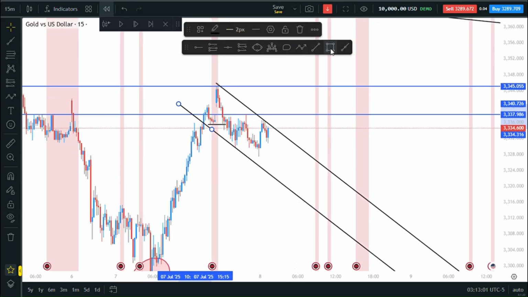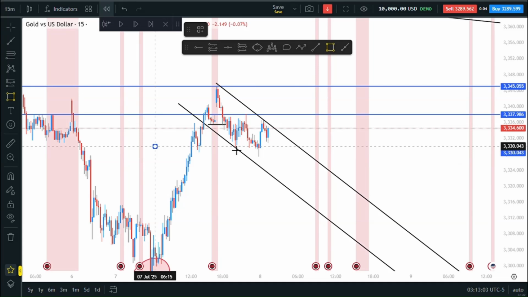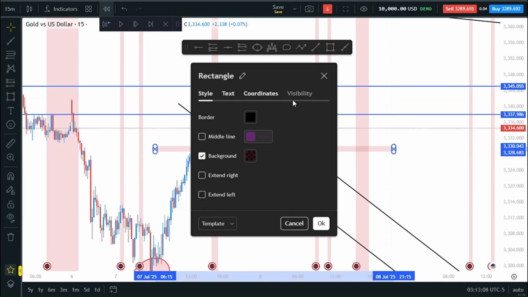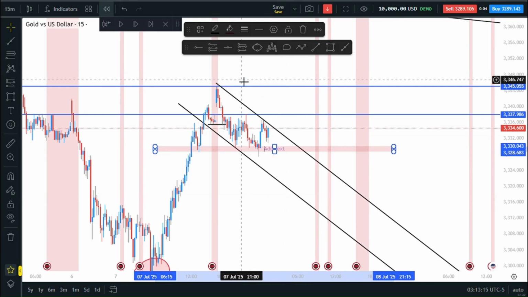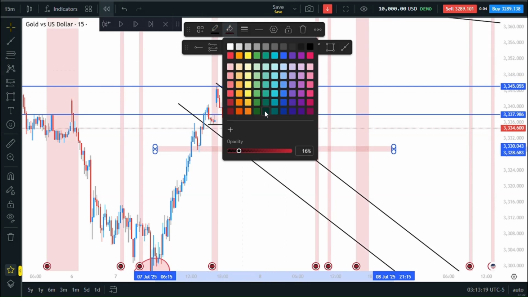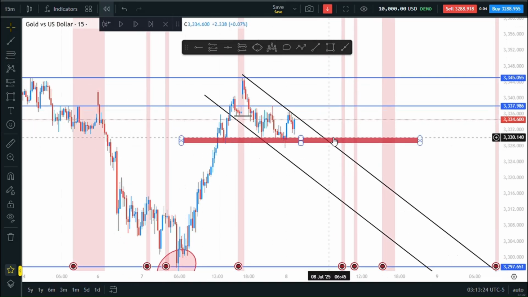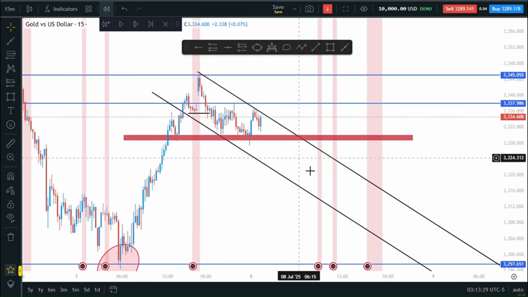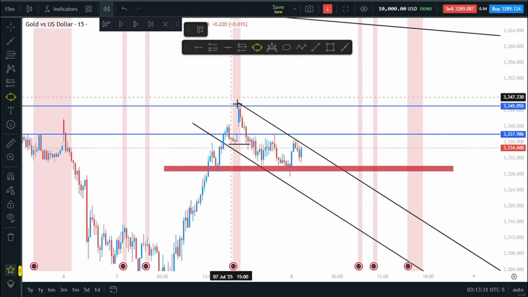I also marked up some more key levels on the lower time frame, the 15-minute time frame. You can see this level here. Let me just change the color for you so that you can see it better. Alright, you can see this level here that I highlighted in red. So we also had some more confirmations on the lower time frame, which was the 15-minute time frame.